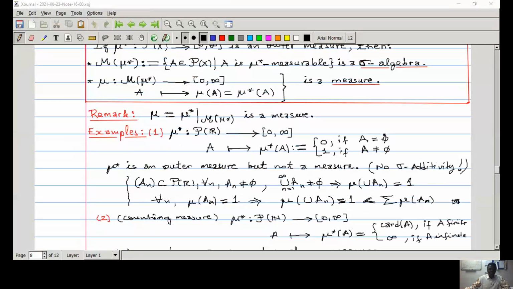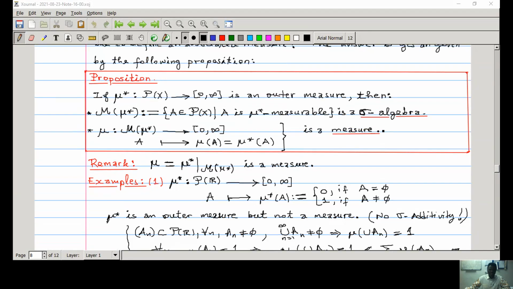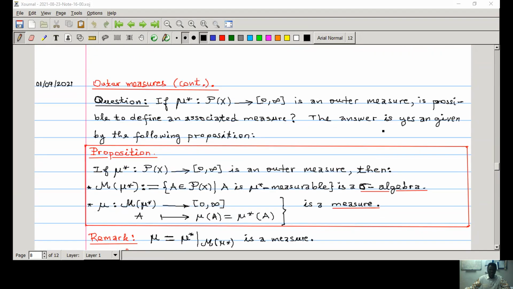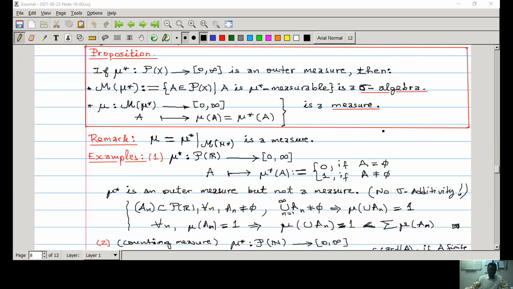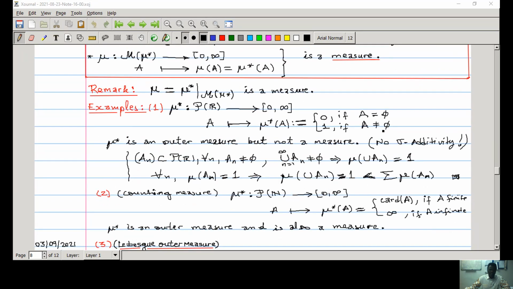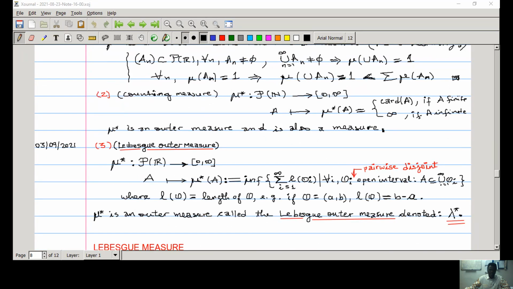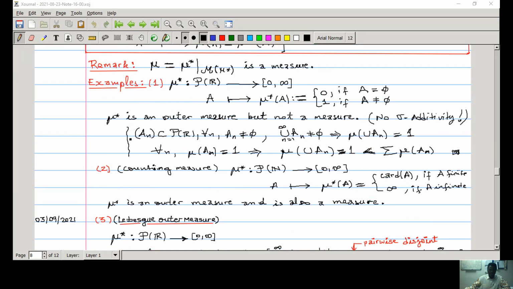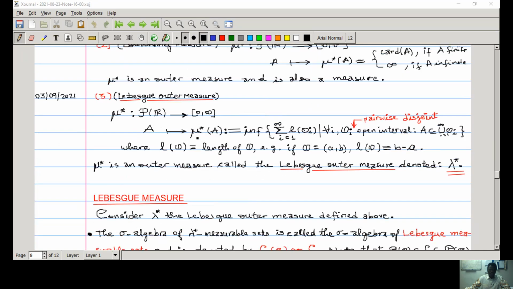Okay, so last time when we parted, we discussed outer measures. And I gave some examples of outer measures. And I think I only mentioned these two examples. Okay, so today we are going to continue with examples, particularly the third one, which is called the Lebesgue outer measure.